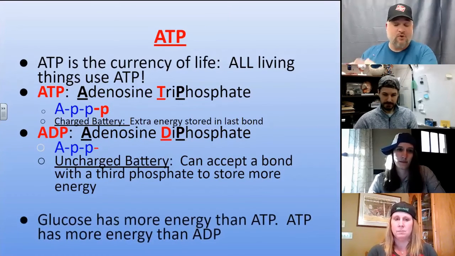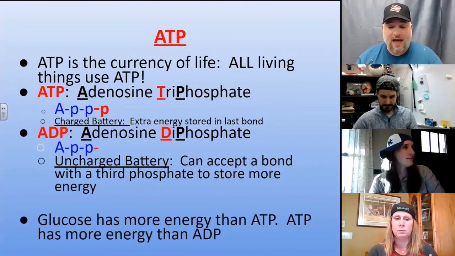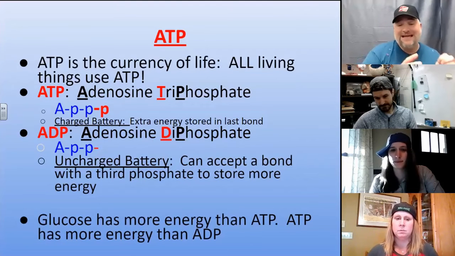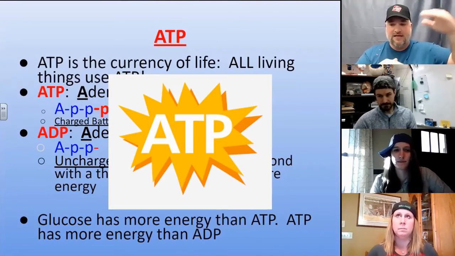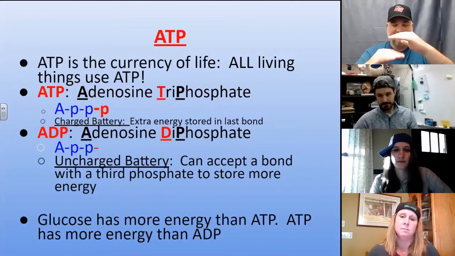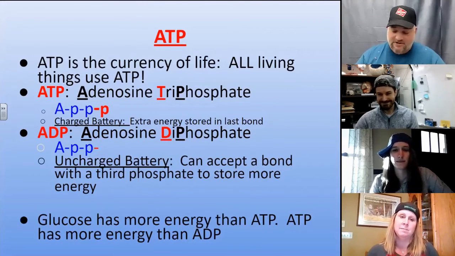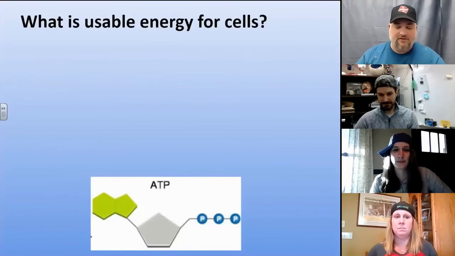Glucose has more energy than ATP. It's a larger energy molecule, right? But ATP has more energy than ADP. Just kind of give you the thing. So it's glucose, then ATP, then ADP, down nice and low, as far as the amount of energy in each of them. So here we can just kind of give a little visual of it.